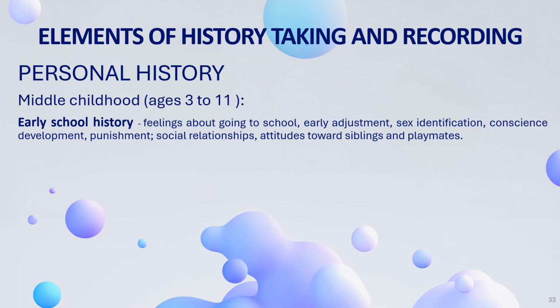Feeling about going to school, early adjustment to the school, sex identification, and this may lead to sexual identification issues like gender identity disorder, and conscience development, punishments at school and attitude towards it, social relationship with the peer group, attitude towards the siblings and playmates.